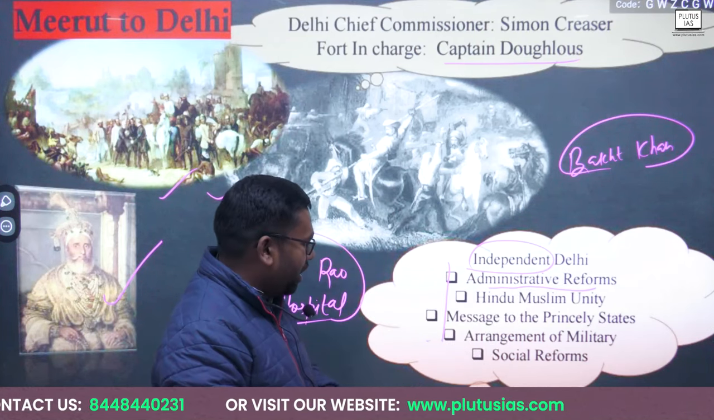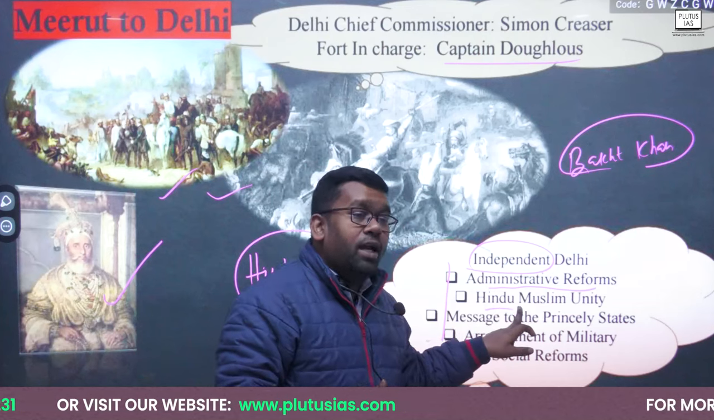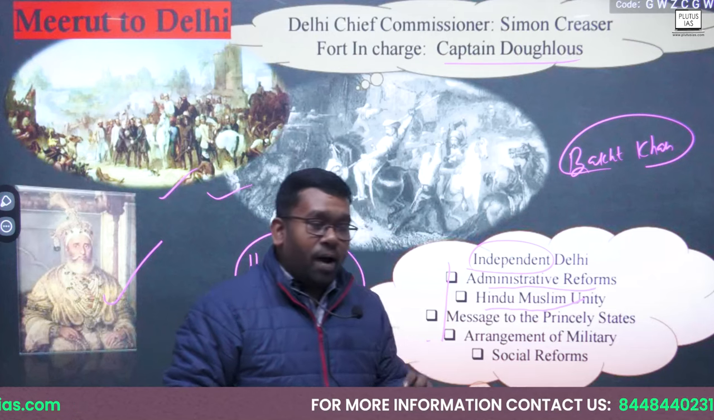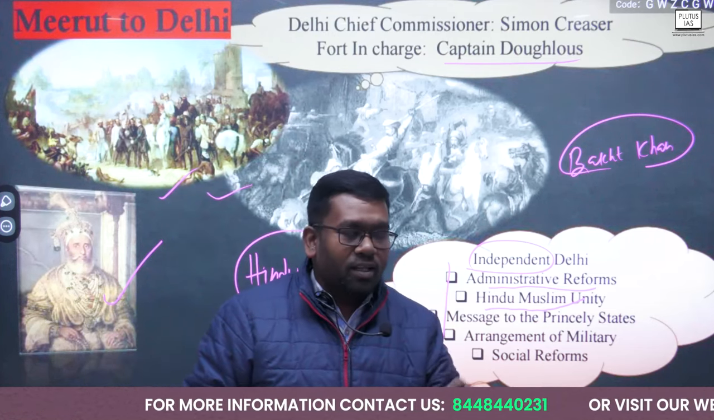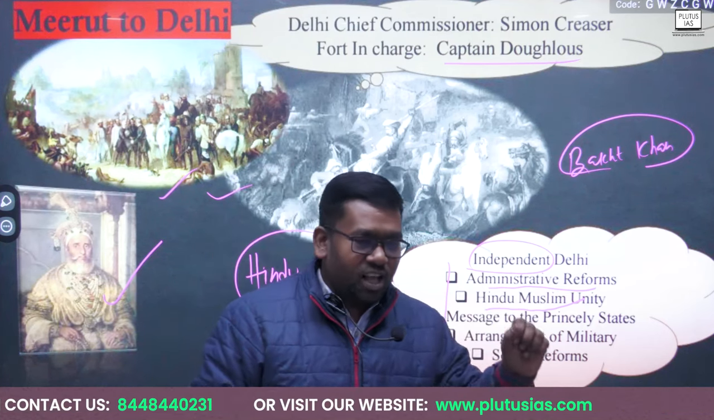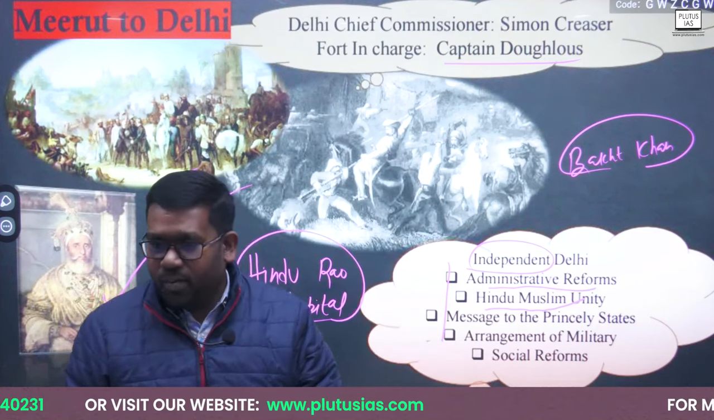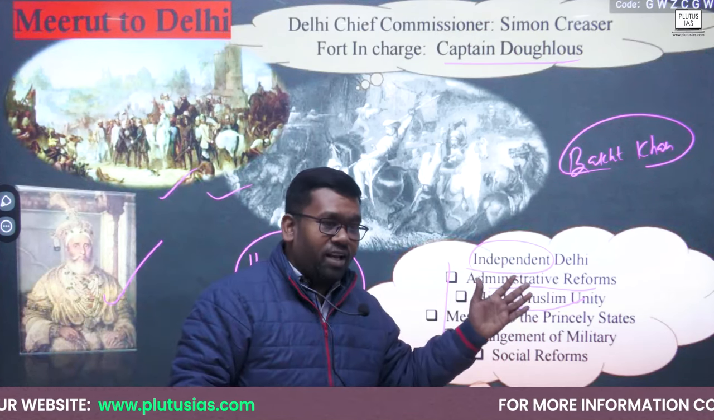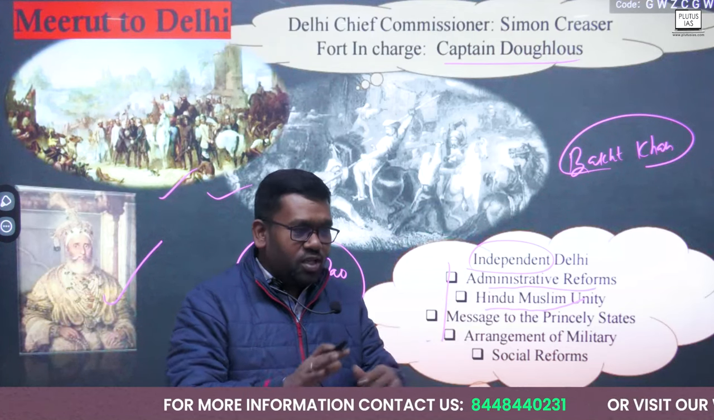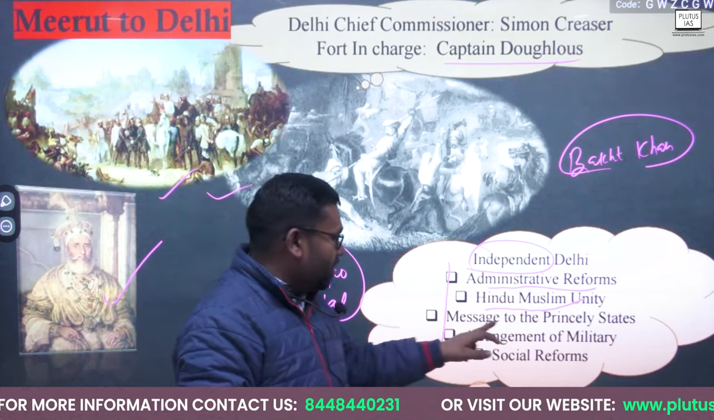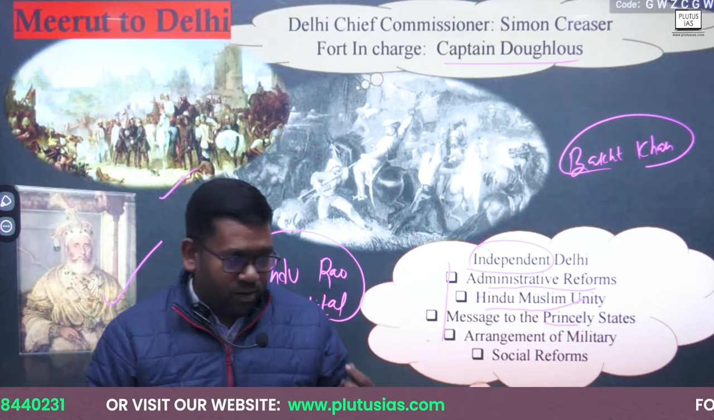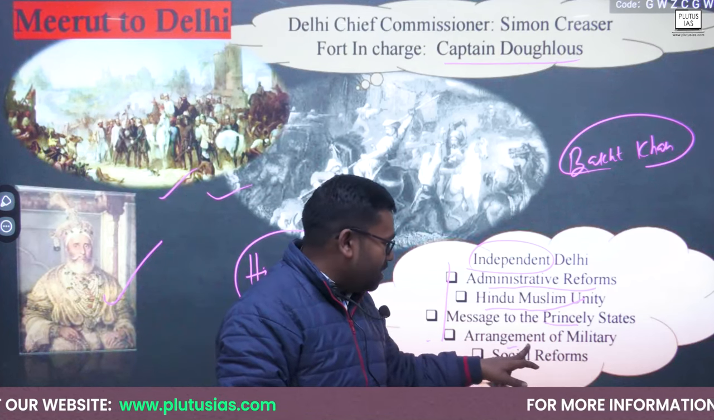Delhi kaise rule karenge? Then he declared a farman that there should be Hindu-Muslim unity. Bahadur Shah Zafar banned meat eating. There won't be slaughter of cows because he knew that if the cow was slaughtered, there won't be unity between Hindu and Muslim. So he had the farman written that the cow will not be slaughtered by Muslims, so that Hindu-Muslim unity can be achieved. Then he sent a message to the princely states, please support this rebellion. Then he arranged for the military.